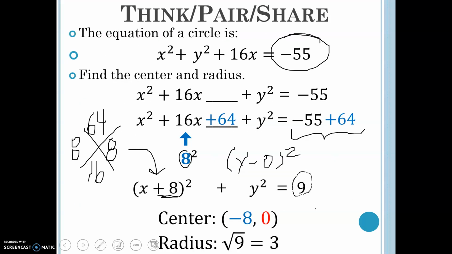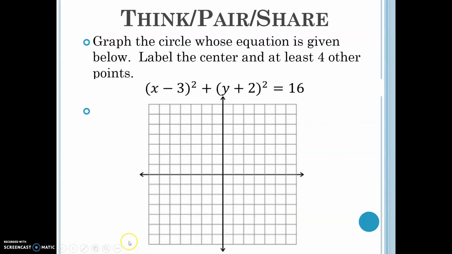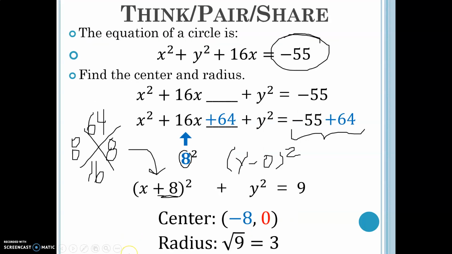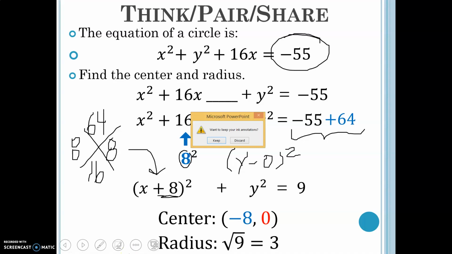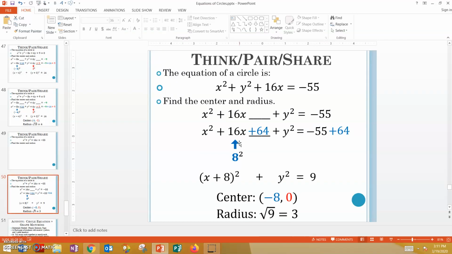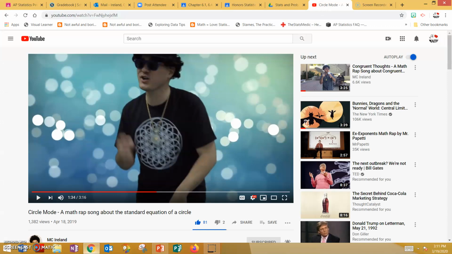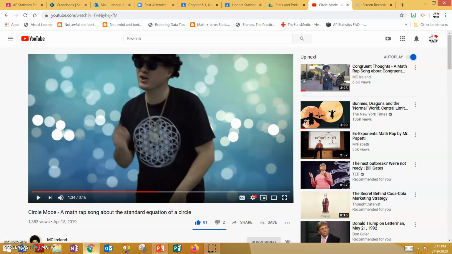All right, so that wraps it up for our lesson today. If you want one more example, please go ahead and just like yesterday, I told you to go ahead and check out that video that MC Ireland created called Circle Mode. And he goes over one more example here, so I'm going to play a short clip for you. Right at about the 1 minute and 34-second mark, he talks about completing the square problem.